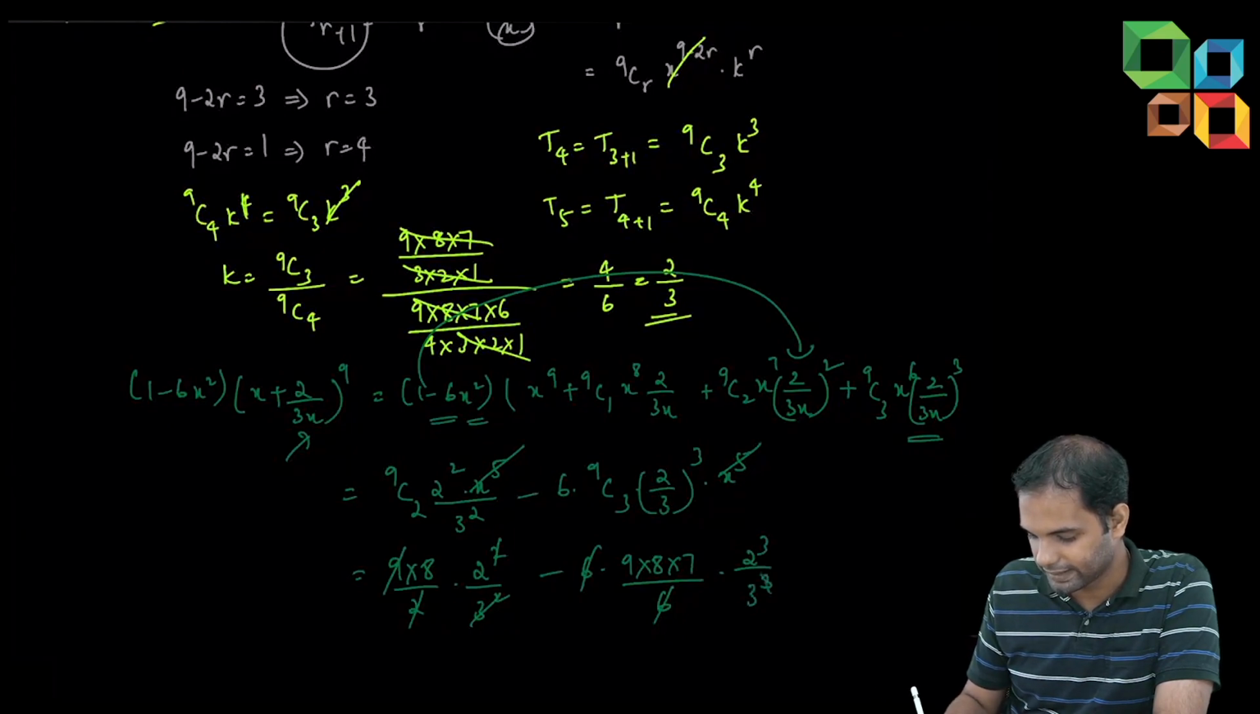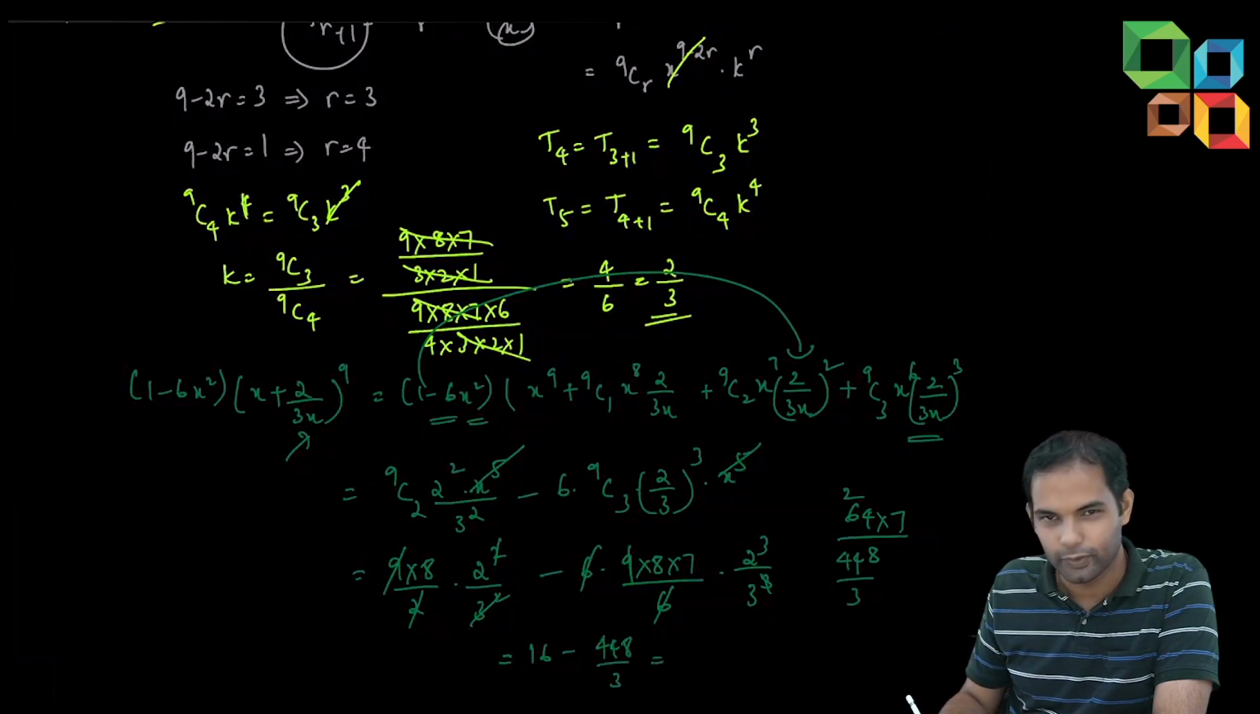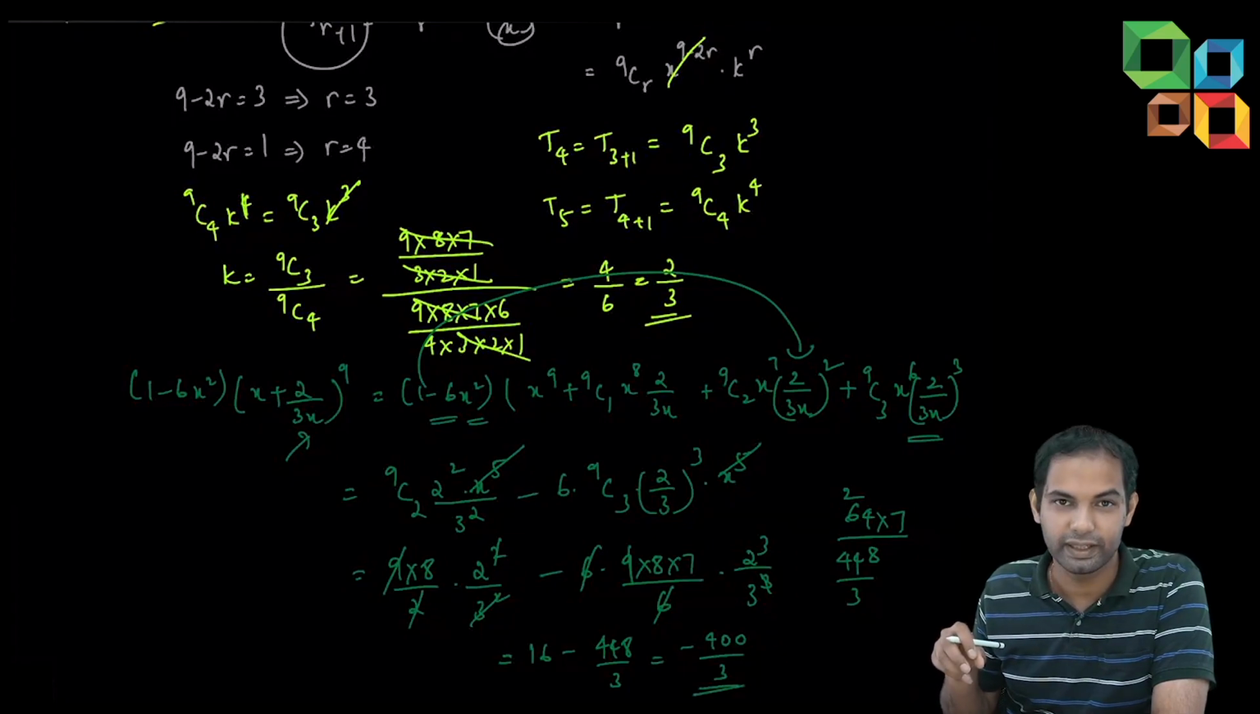Now 3 square will get cancelled, but one 3 will remain, right? So what is it? 8 into 2 is 16 minus 8 into 7 into 8 by 3. Okay, you have to calculate again. So 64 into 7: 7 4s are 28, 7 6s are 42, 448 by 3. Just to simplify, this is minus 48, right? So minus 400 by 3. So k is 2 by 3 and the coefficient we are getting is minus 400 by 3.